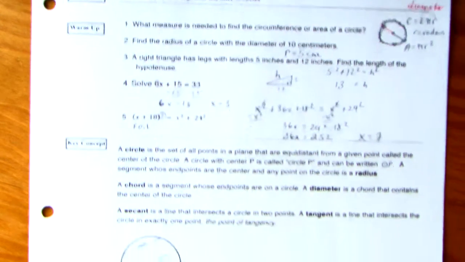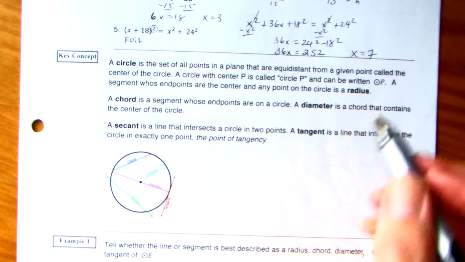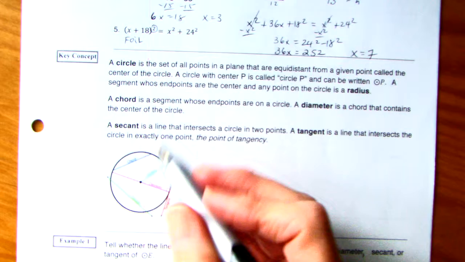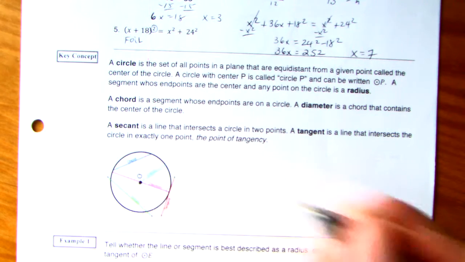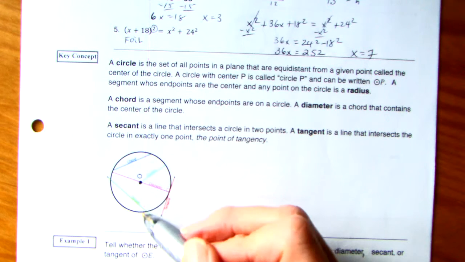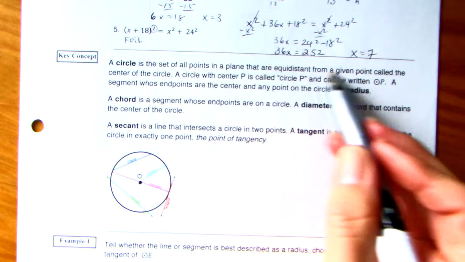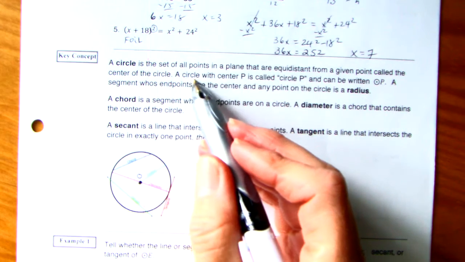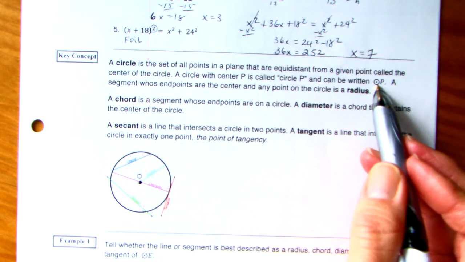All right, key concept. A circle is a set of all points in a plane that are equidistant, meaning the same distance. If this is the center of my circle, usually they use the letter O for center. I'm not sure why. Equidistant. These are all the same distances, every point on the edge of the circle to the center. Okay. A circle with center P is called circle P. And it can be written like this.